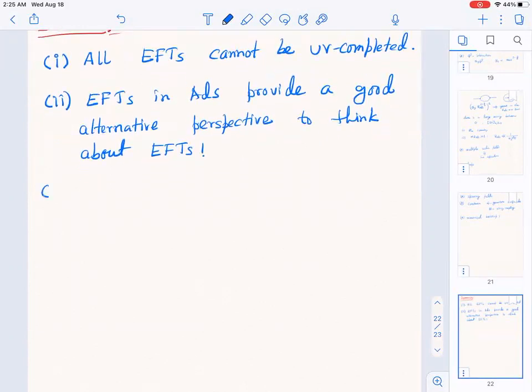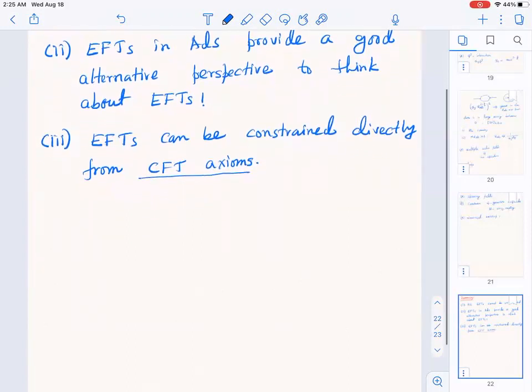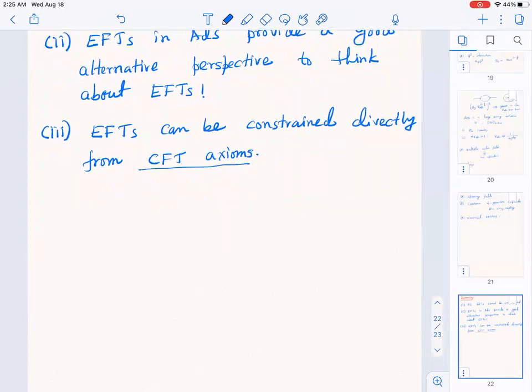One advantage of this framework is that EFTs can be constrained directly from safety axioms. As an example, we discussed scalar EFTs.